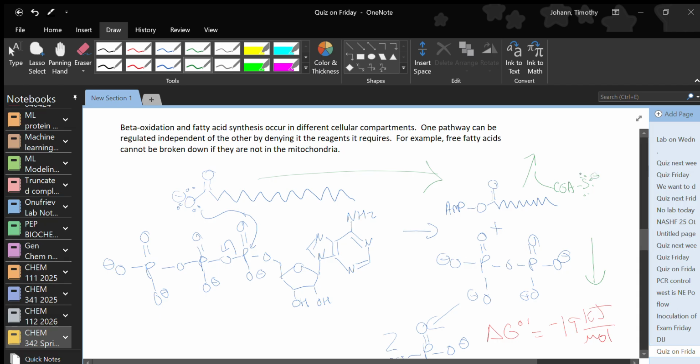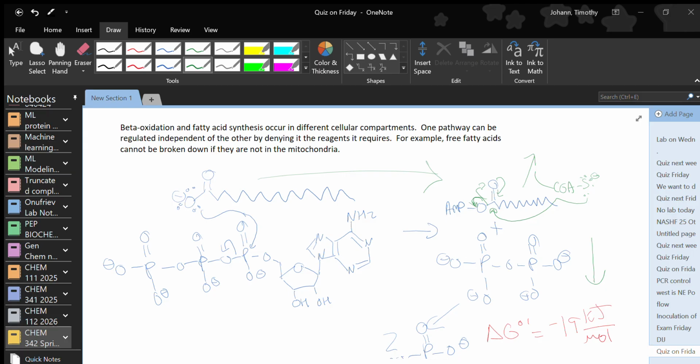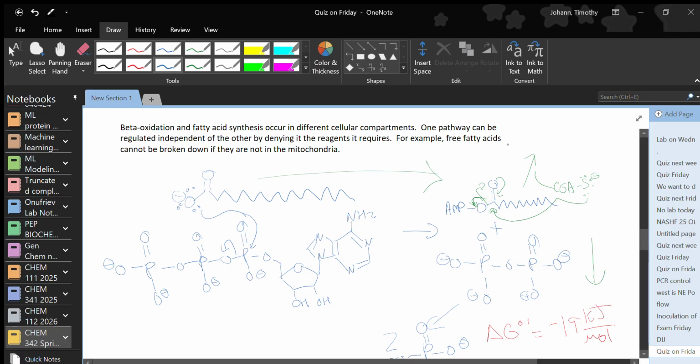Imagine that we have these electrons come in and attack here. You kick the electrons up to the top, you kick them back down, you kick out your leaving group, which is AMP. AMP is a great leaving group because it's nice and stable. And what we're going to end up with is CoA attached to our fatty acid, a sulfur attachment.